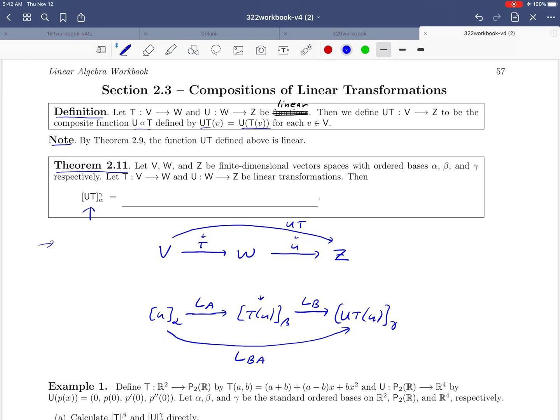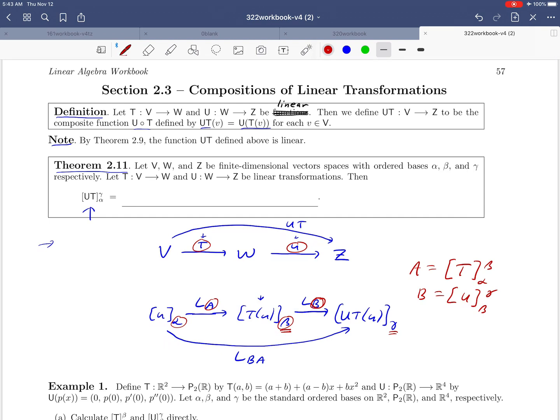So what it comes down to then is, what are these matrices A and B? The diagram helps us to figure that out. A, for example, is a matrix that takes us from alpha coordinates to beta coordinates. So if we wrote it down, it would look like the matrix of T, because that's the function that takes us from V to W, going from alpha to beta coordinates. Similarly, the matrix B in our diagram takes us from beta to gamma coordinates, and it deals with the linear transformation U.